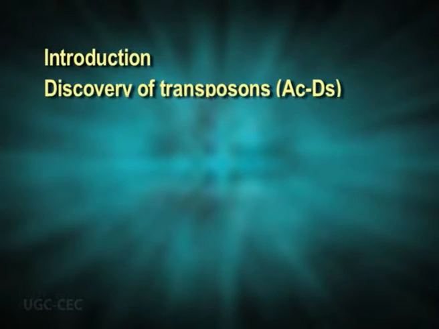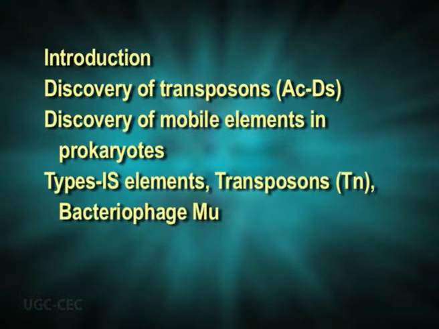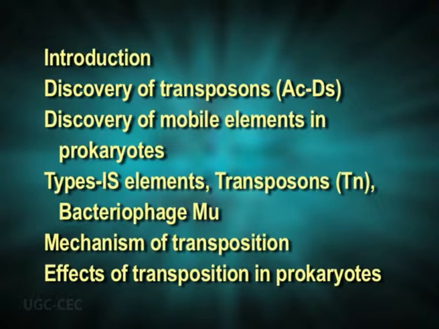Welcome viewers. Today the topic of discussion is transposons and transposition in prokaryotes. Now the outline of my lecture is introduction, then I will talk about discovery of the transposable elements, then the discovery of the transposable elements with respect to prokaryotes, then types of the transposable elements which are found in prokaryotes, namely the IS elements, the transposons, the Bacteriophage Mu, then the mechanism of transposition, and lastly we will discuss the effects of transposition in prokaryotes.